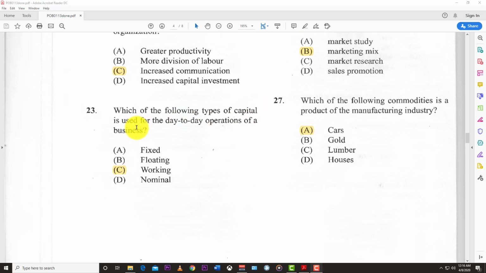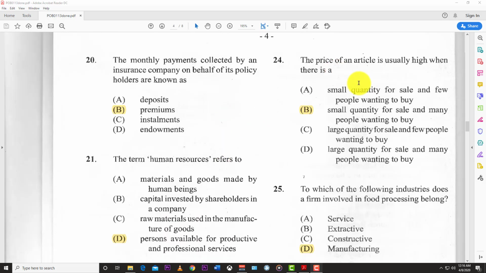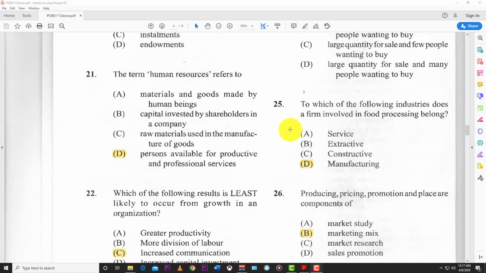23, which of the following types of capital is used to defray the operations of a business? C, working. 24, the price of an article is usually high when there is B, small quantities for sale and many people wanting to buy it. The supply and demand right there. 25, to which of the following industries does a firm involved in food processing belong? Of course, that's D, manufacturing.